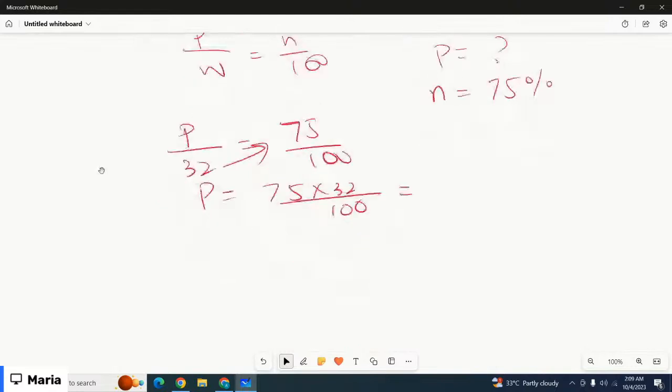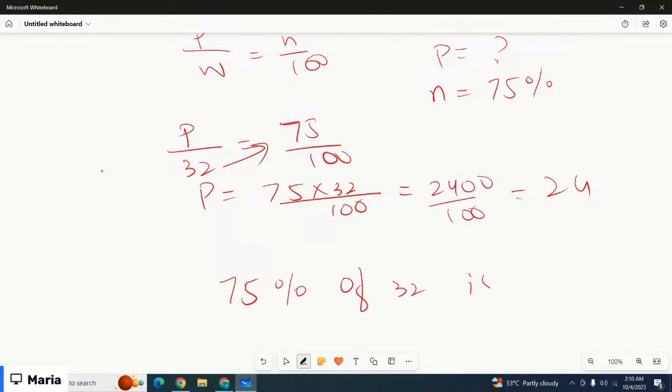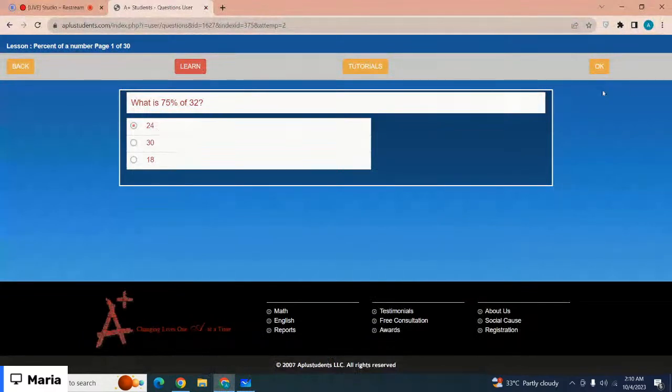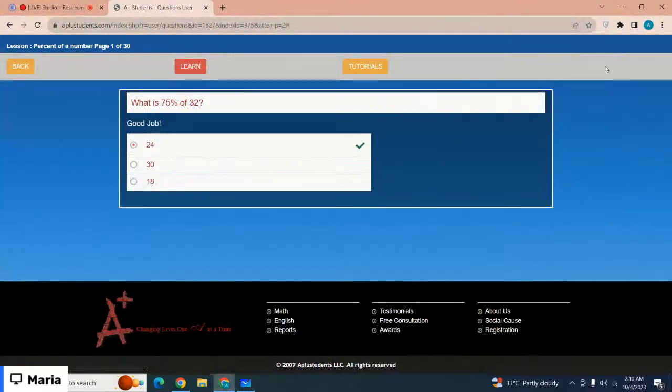So that would be 75 times 32 over 100. 75 times 32 is 2400 and 2400 over 100 is 24. That means 75% of 32 is 24, right? The correct option is 24. Got it? If you have any question, you can write down the question in the chat box. So 75% of 32 is 24. The correct option is 24, right?